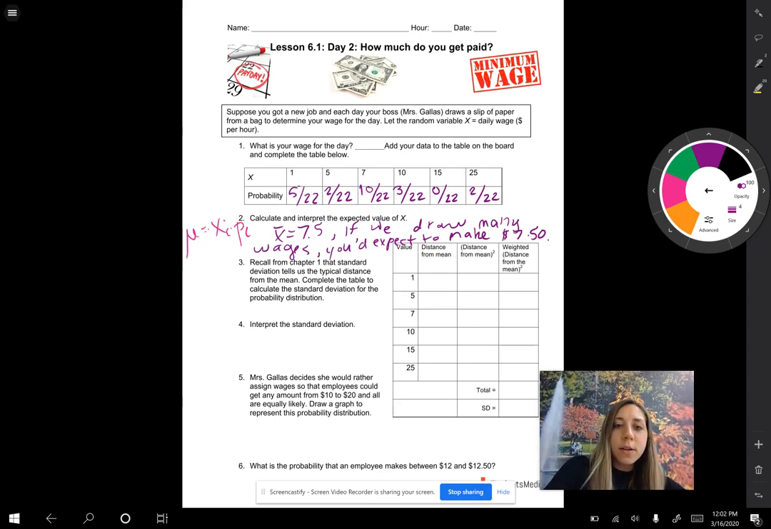But anyways, it says recall from chapter 1 that the standard deviation tells us the typical distance from the mean. Complete the table to calculate the standard deviation for your probability distribution. So you learned in chapter 1 how to compute standard deviation. We take every X value and the distance from the mean we found to be 7.5. So you would do 1 minus 7.5 is negative 6.5.